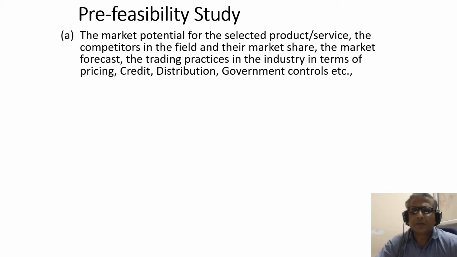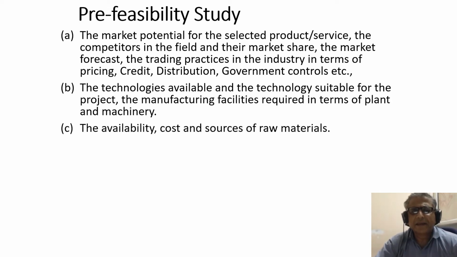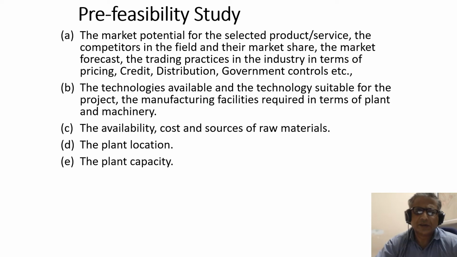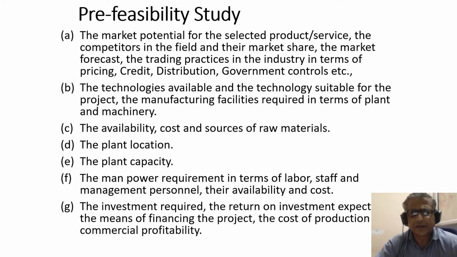So, market potential is going to get analyzed, technologies available and technological suitability is going to be analyzed, the availability of cost, resources, sources of raw material are going to be identified, plant location is going to get shortlisted, and capacity is going to get identified, manpower requirement is going to get identified, labor, staff, management personnel, their availability and cost, all those things are going to get analyzed. And finally, the investment required for the project.